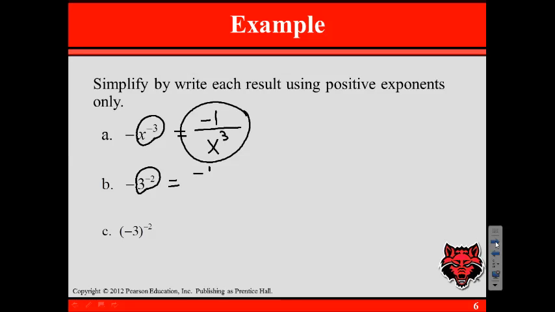So we rewrite this as negative 1 because the negative stays in the numerator over 3 to the positive 2. 3 to the positive 2 is 9, so this becomes negative 1 over 9.